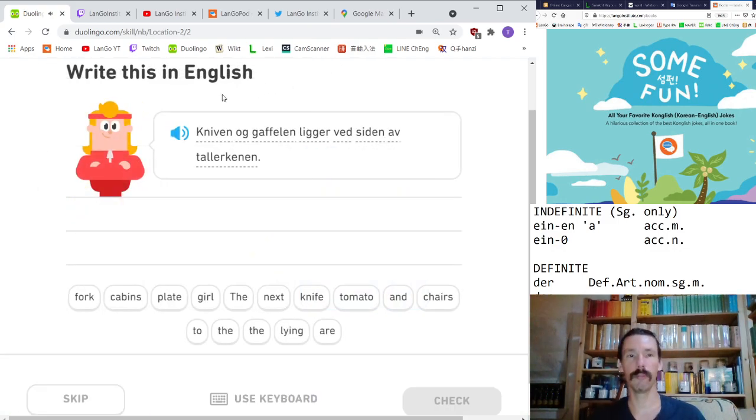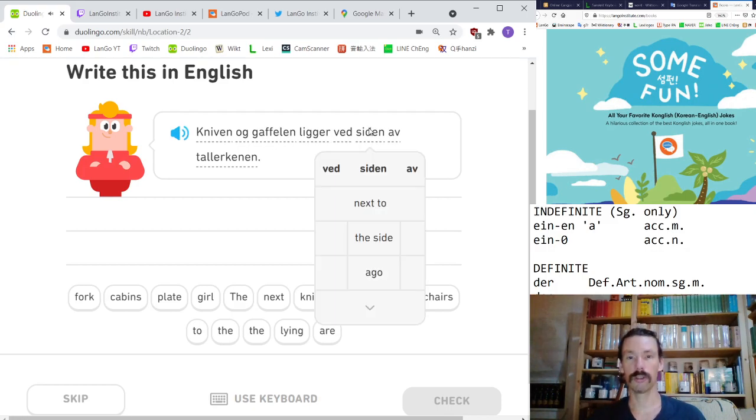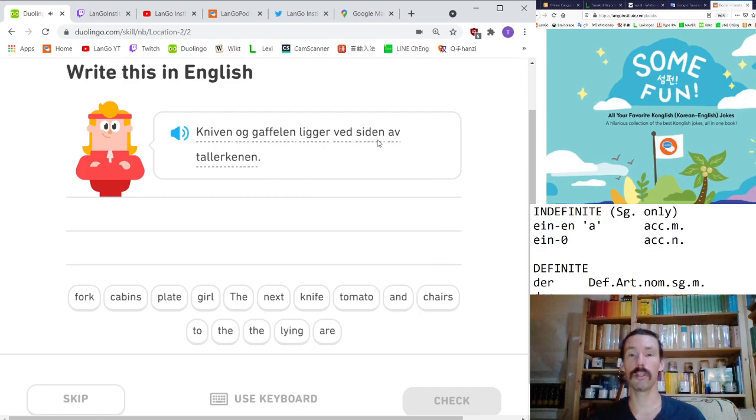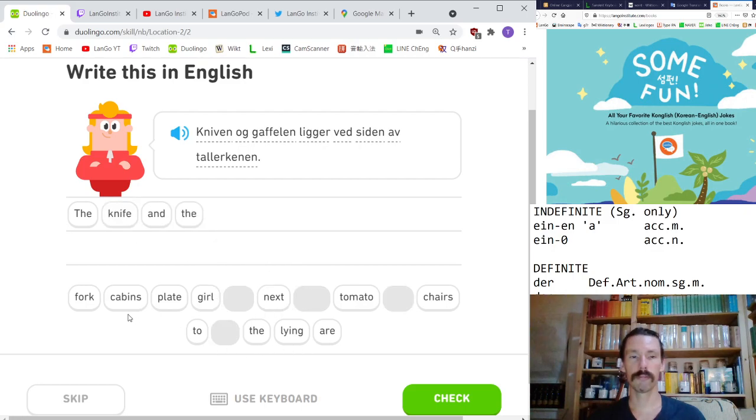Kniven og gaffelen ligger ved siden av tallerkenen. Let me just list. Ligger ved siden av. Siden, next to, ved siden av. With the side of. Ved, the old form of with, meaning against. Tallerkenen, the plate. The knife, singular, and the gaffelen, the fork. Ligger, literally lie, are. The knife and the fork are ved siden, beside, to the side of, next to.